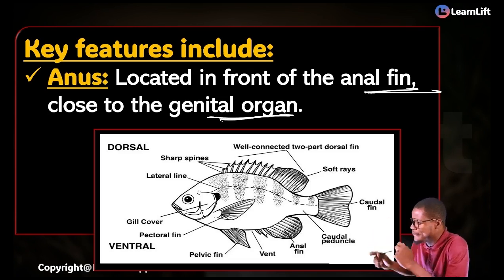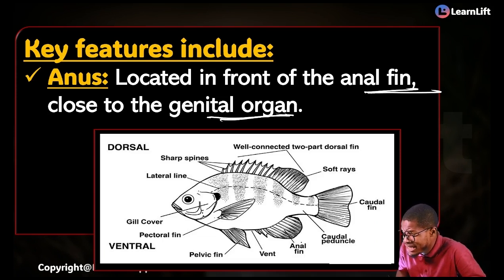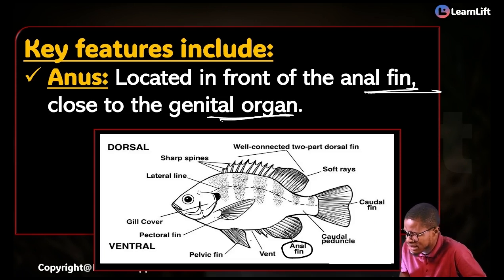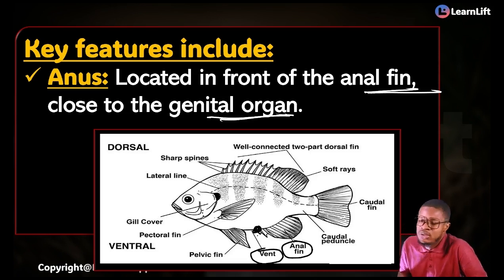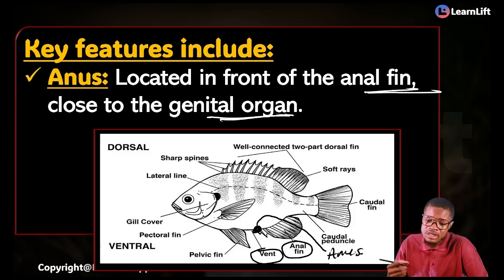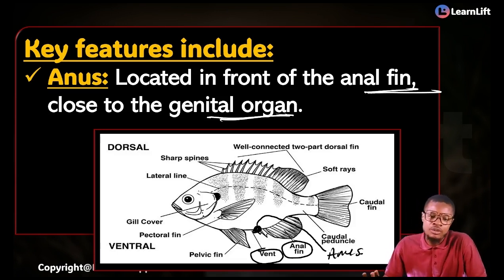Look at this diagram. From the diagram, what can you see? Here is the anal fin, and here is the vent. That vent is more like the genital opening. Around this region that I've pointed out, that's where we have the anus. Let me drag it out and label it for you. That's the anus. So the anus is anterior to the anal fin.